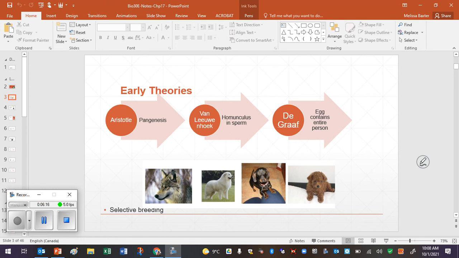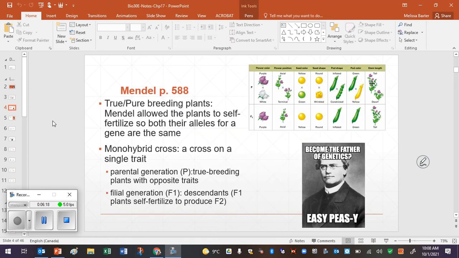So the next thing we need to talk about is this guy named Mendel. He is a pretty important dude. He's what we call the father, or sometimes the grandfather of genetics. There's a photo of him here. You know what? Not bad looking fellow for his time. And he did a lot of experimentation with peas, which is why there's a joke about peas on here.